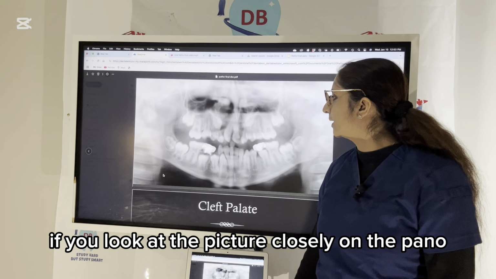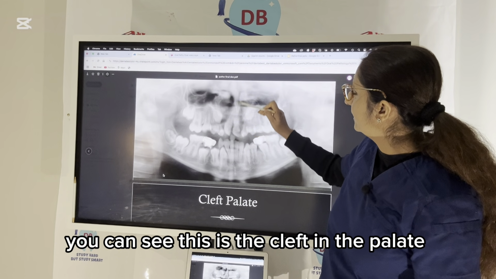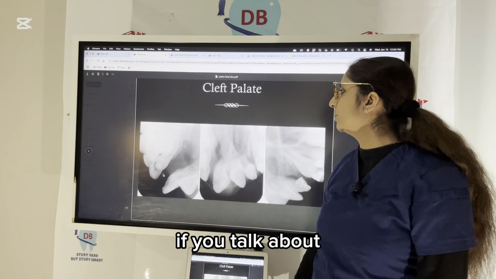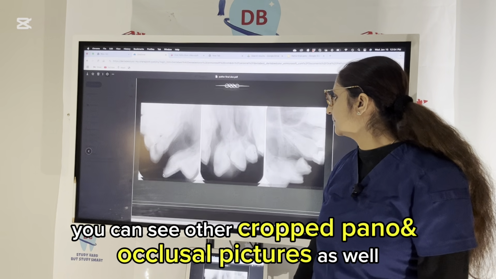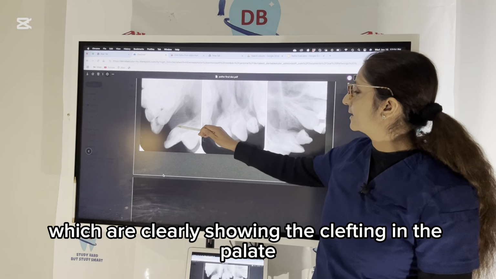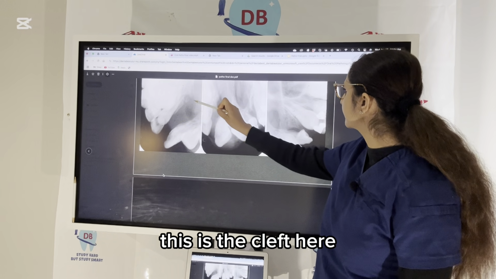And here, if you look at the picture closely on the pano, you can see this is the cleft in the palate that can be seen on the pano X-ray. You can see other cropped pano and occlusal pictures as well, which are clearly showing the clefting in the palate. You can see this is the cleft, this is the cleft here.